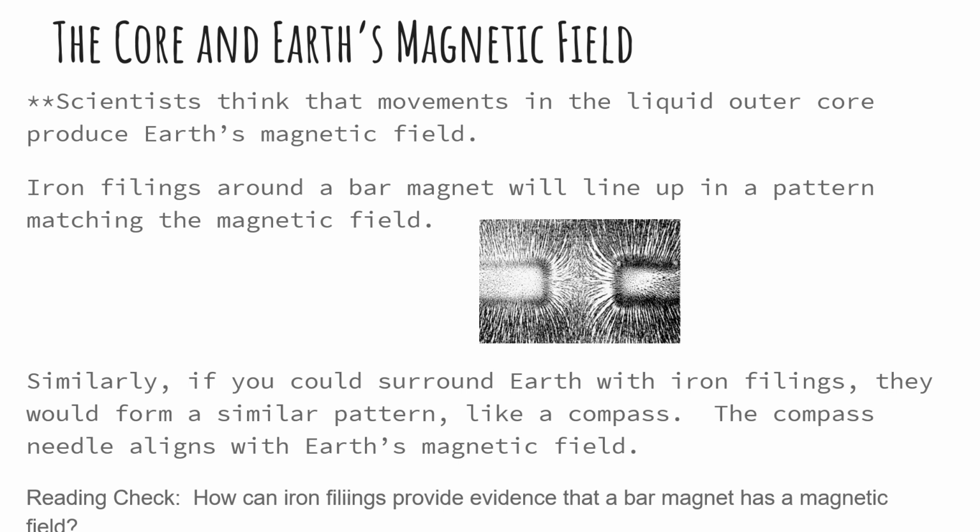Reading check. How can iron filings provide evidence that a bar magnet has a magnetic field? When the magnet is lying flat and iron filings are sprinkled around the magnet, the filings line up in a specific pattern. And that would be our answer.